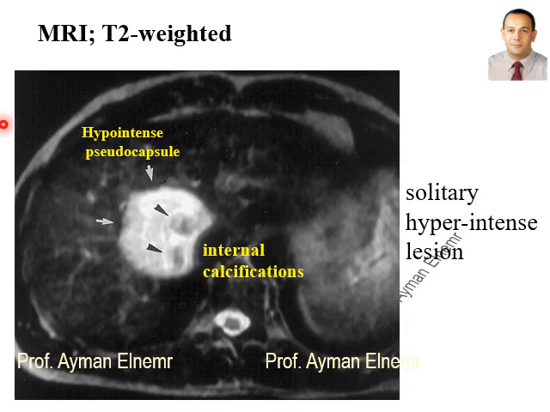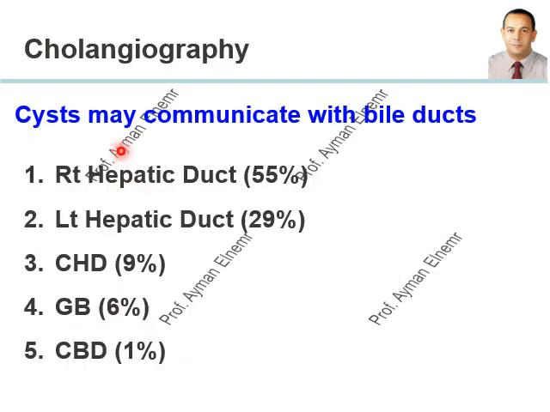This is another example of a T2 weighted MRI image showing a solitary hyperintense region with a hypointense pseudocapsule and internal calcifications at the arrowheads. Cholangiography may be needed in some cases because the cysts may communicate with the bile ducts.